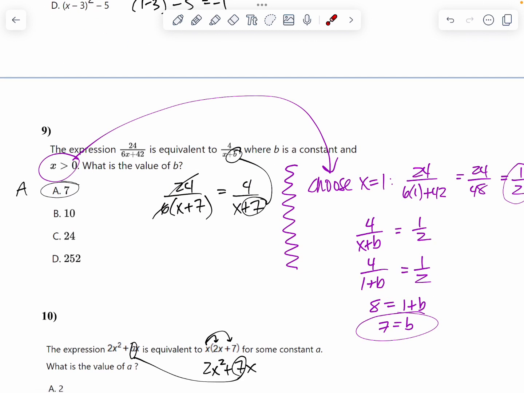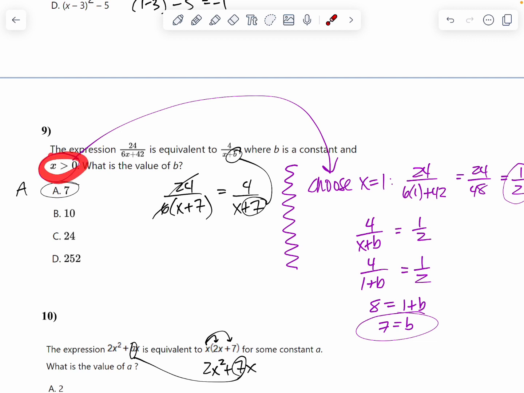In order to solve this algebraically, I have an example for you. I noticed right away as a math teacher that this thing has a GCF, so I factored out a 6 and I canceled. And that was pretty simple. And so then I was just left with a 4 on top and x plus 7 on the bottom. And this is just asking me what is b. So I kind of stumbled upon the answer just factoring out a GCF. But if that's not your jam, pick a number.